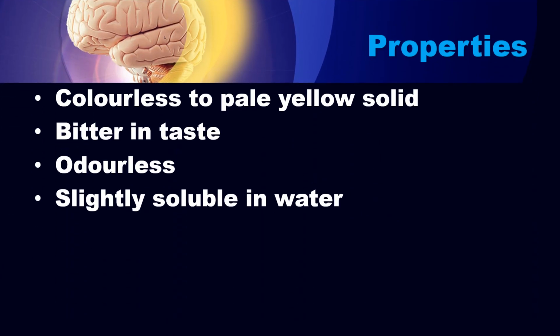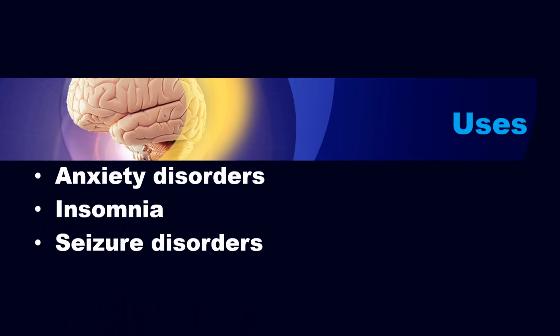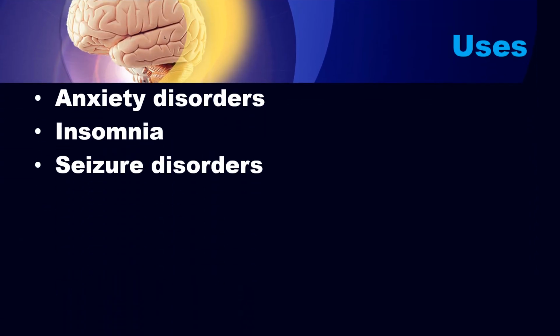Properties of prazepam. It's a colorless to pale yellow solid. It is bitter in taste and it has no odor. It is slightly soluble in water. Uses. It is being used for anxiety disorders, insomnia, that is sleeplessness, and seizure disorders.